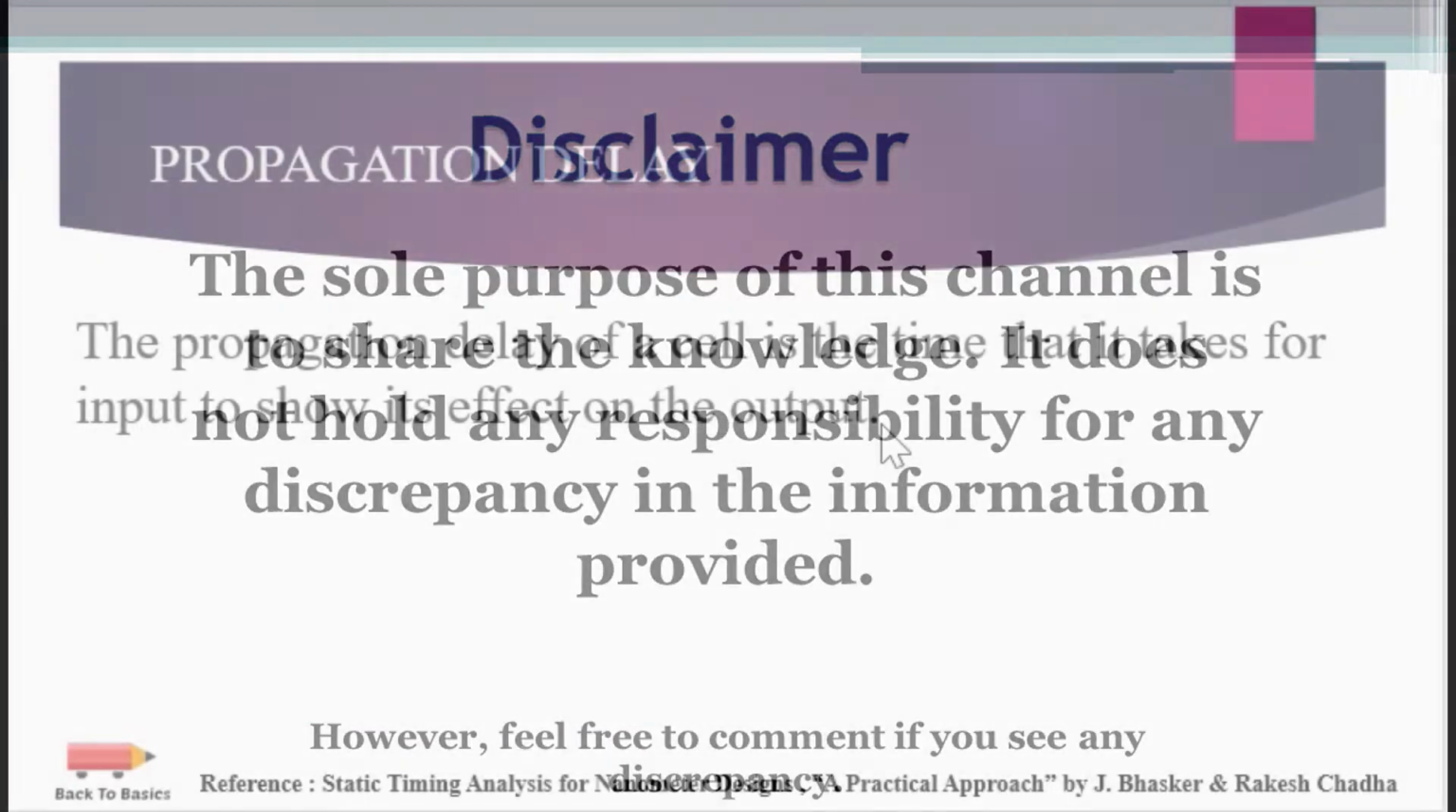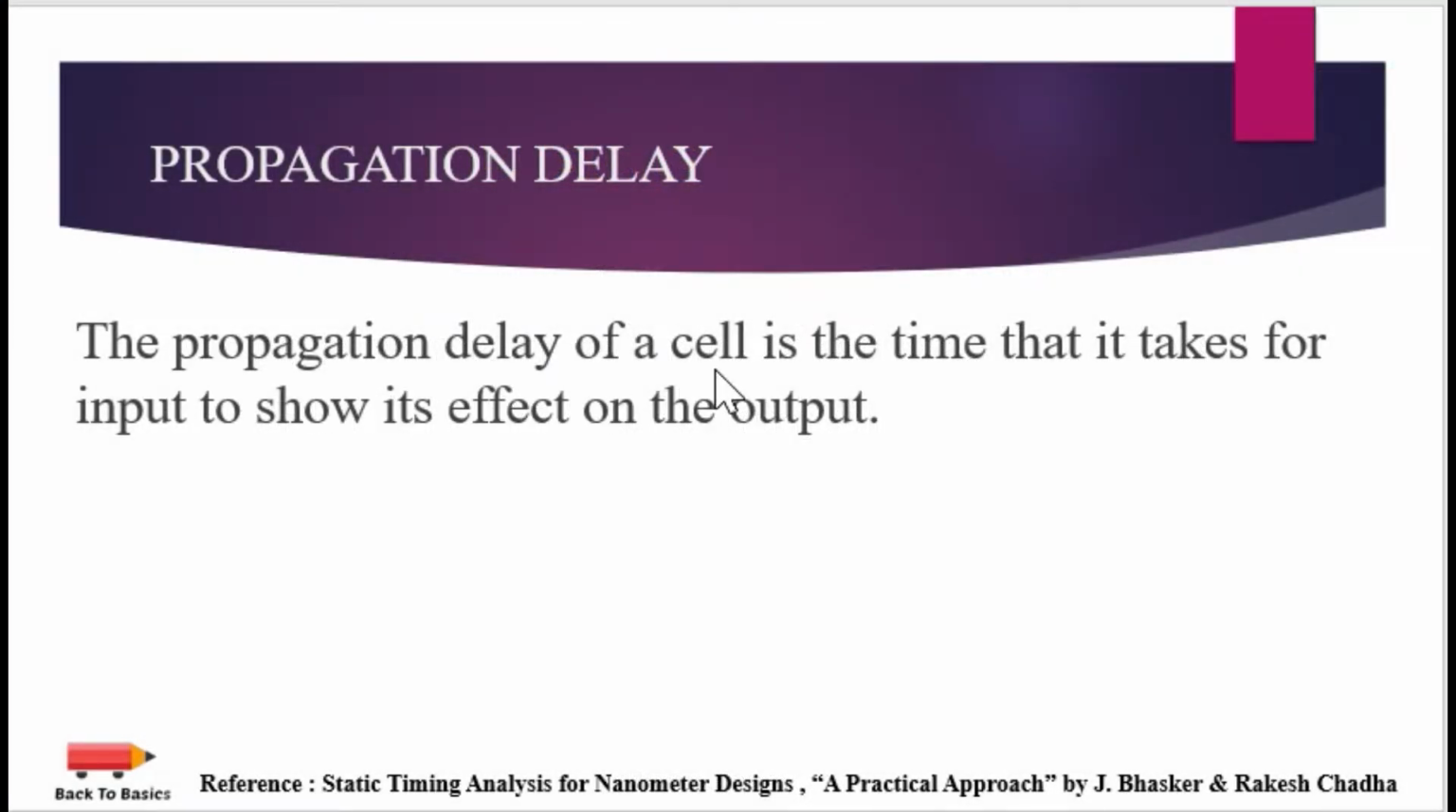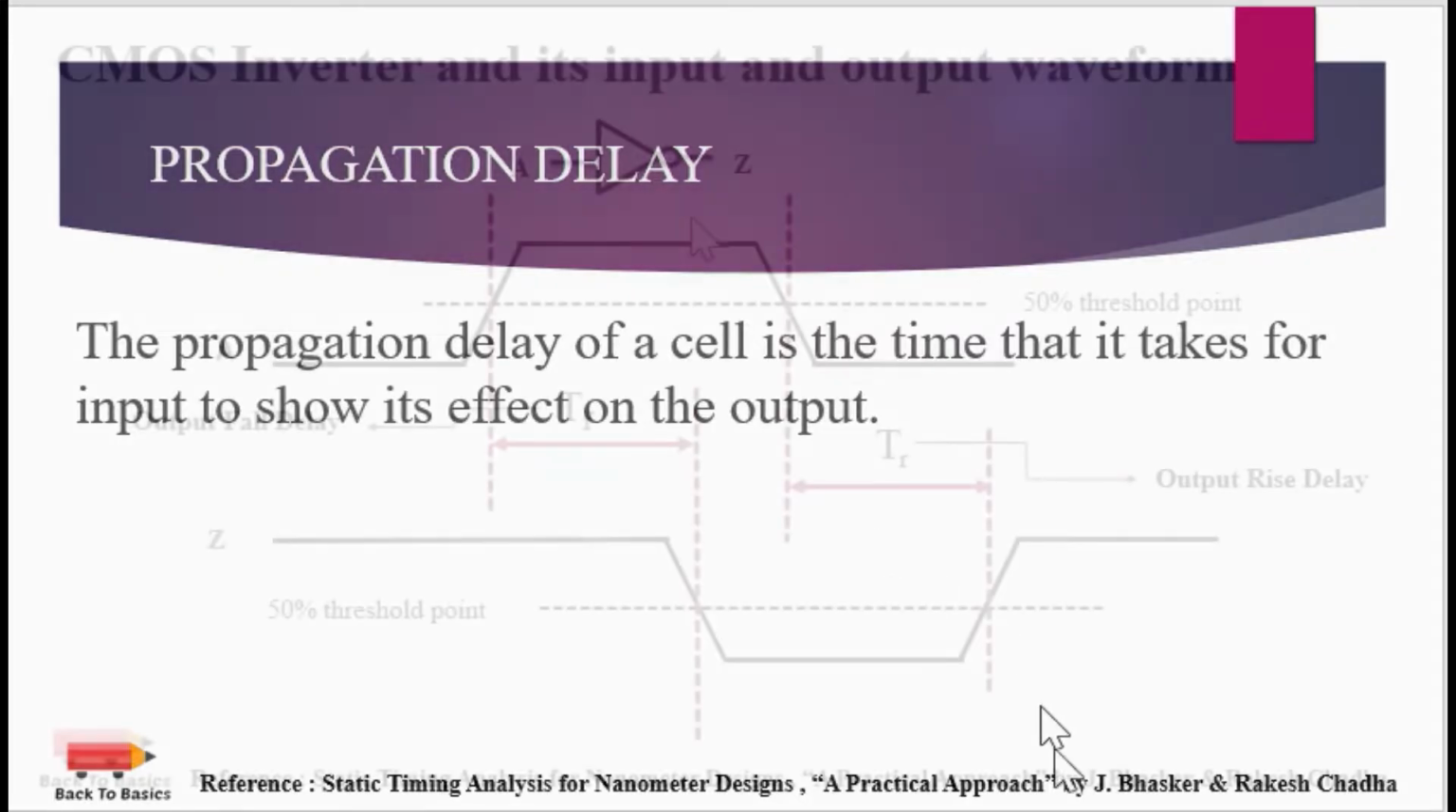So the propagation delay of a cell or a logic gate is defined as the time that it takes for an input to show its effect on the output. Let's understand this with an example of a CMOS inverter gate.